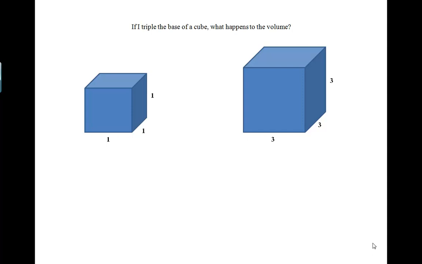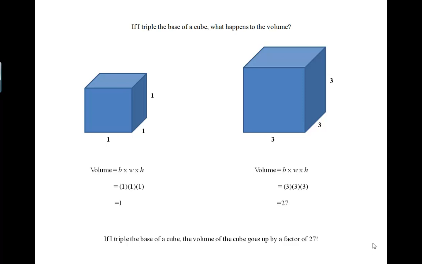3, 3, and 3. The volume of our first cube is base times width times height equals 1 times 1 times 1, 1. Volume of our second, 3 times 3 times 3, 27. Therefore, if I triple the base of a cube, the volume goes up by a factor of 27. Who would have guessed it? Certainly not me. That's why I always just work out the problems.